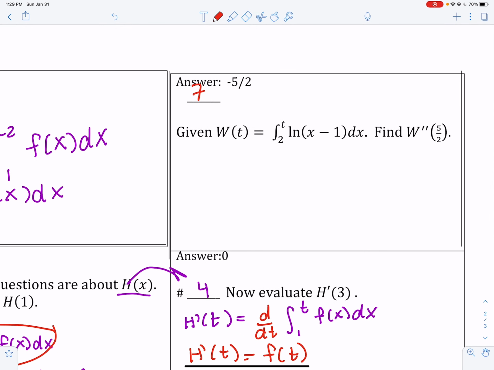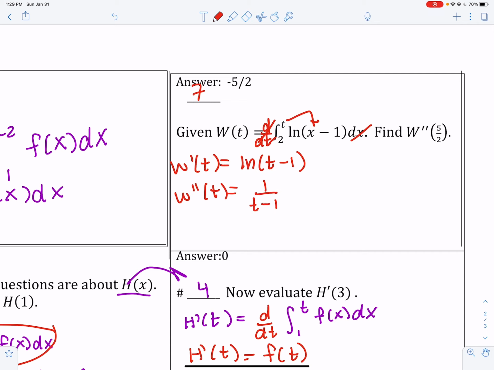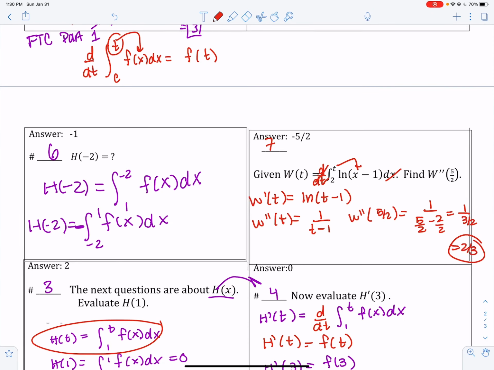Okay, so given w is equal to the integral from 2 to t of that function, find w double prime. All right, so the first derivative, simple. Replace the variable. I'm taking the derivative with respect to t. These cancel, you plug that in. Okay, second derivative. The derivative is 1 over whatever value you have there. Second derivative, plug in 5 halves, is 1 over 5 halves minus 1, which is 1 over 3 halves, which is equal to 2/3. That is it. That completes our circuit.